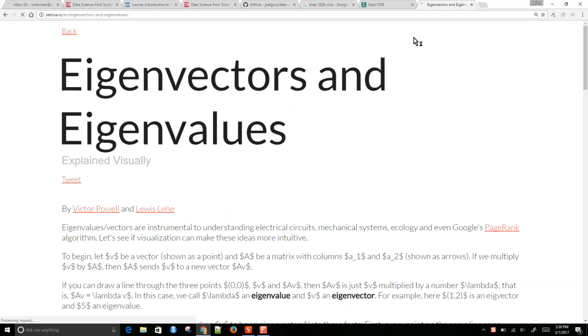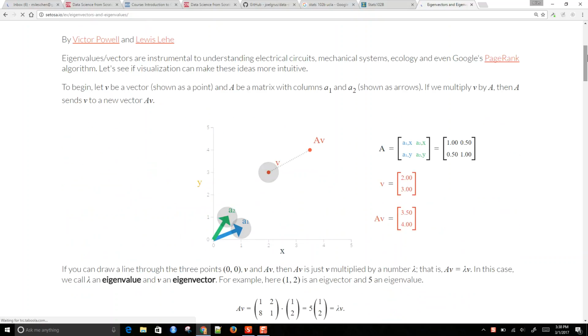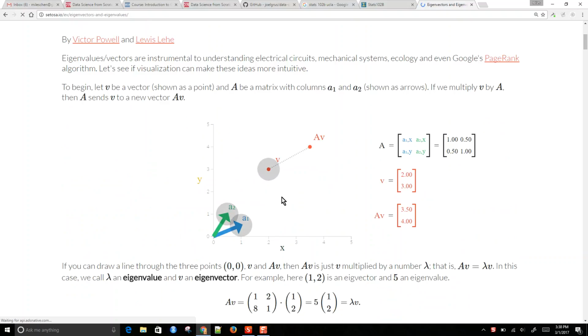Okay, eigenvectors and eigenvalues. Here we have some kind of matrix A. The idea is that when you multiply V, a vector in space, by the square matrix A, A times V takes the point out here.